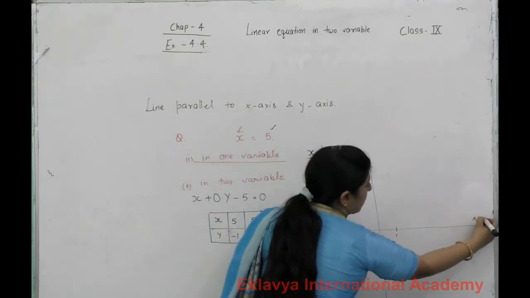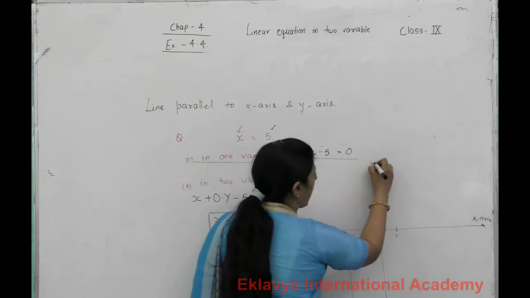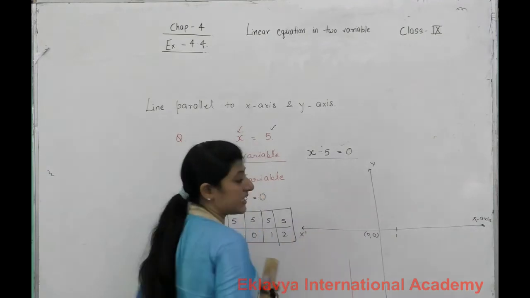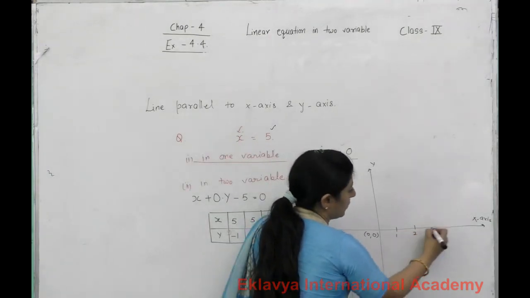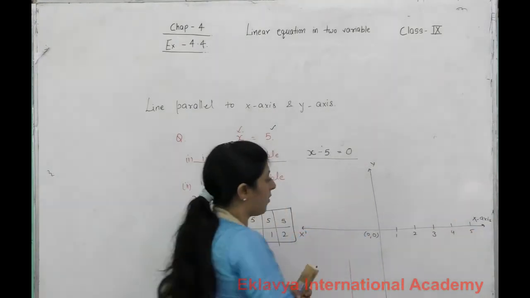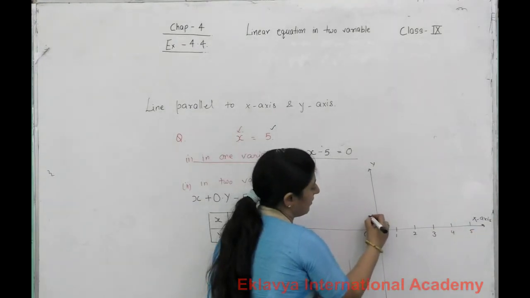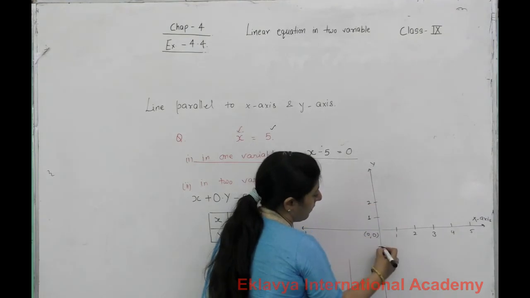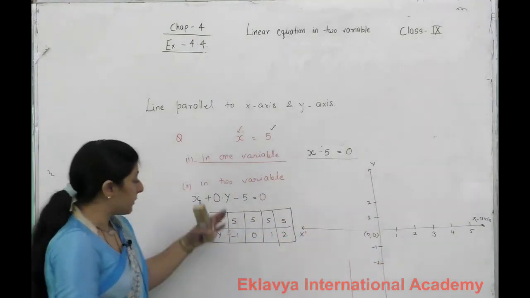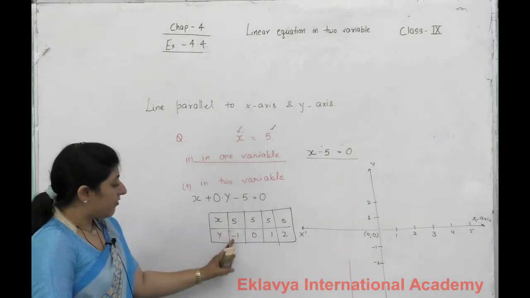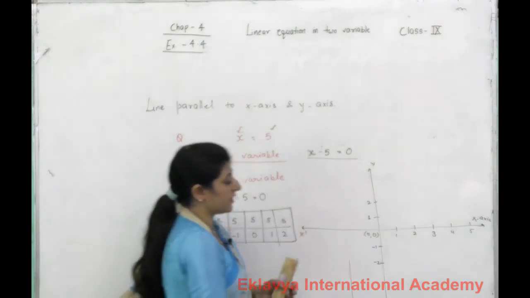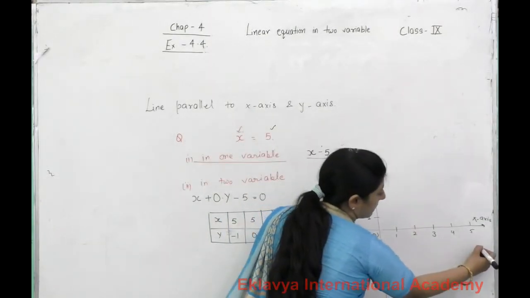This is the x-axis, y-axis, y dash, x dash, with 1, 2, 3, 4, 5. On the y-axis, 1, 2, minus 1, minus 2. Now we want to represent this on the graph. When x is equal to 5, y is equal to minus 1. It means the point will be here.